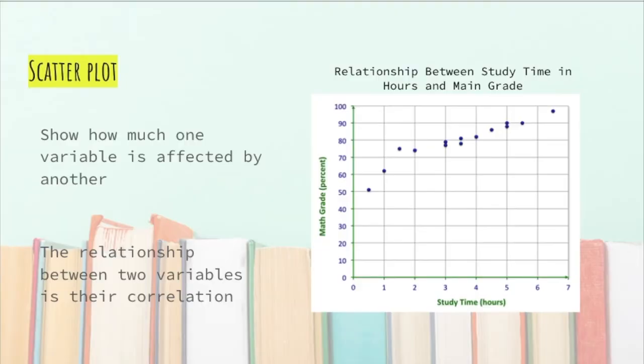A scatter plot is useful in showing the relationship between two variables. It is helpful to show us how one variable is affected by another. Note that the title, axis, labels, and scale again are all identified.